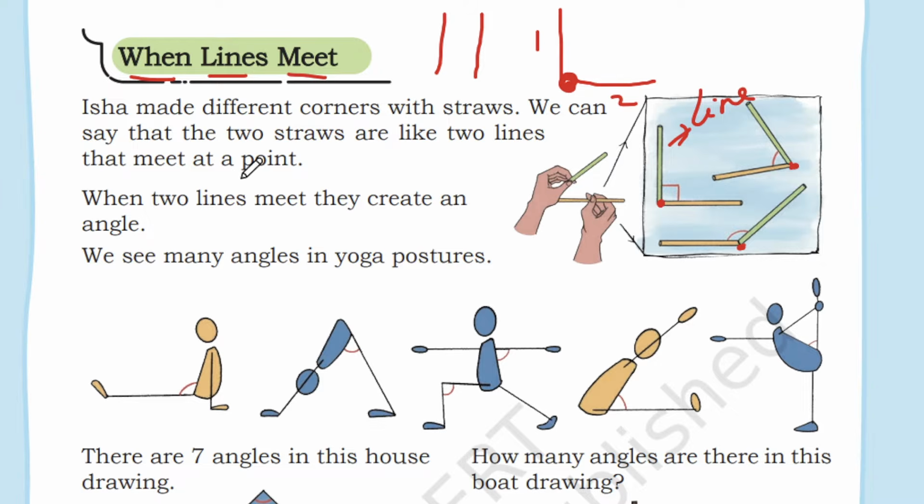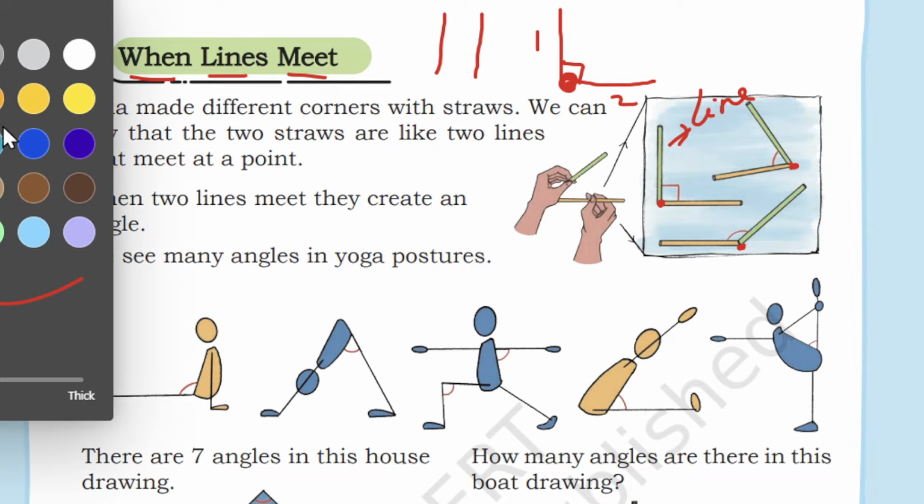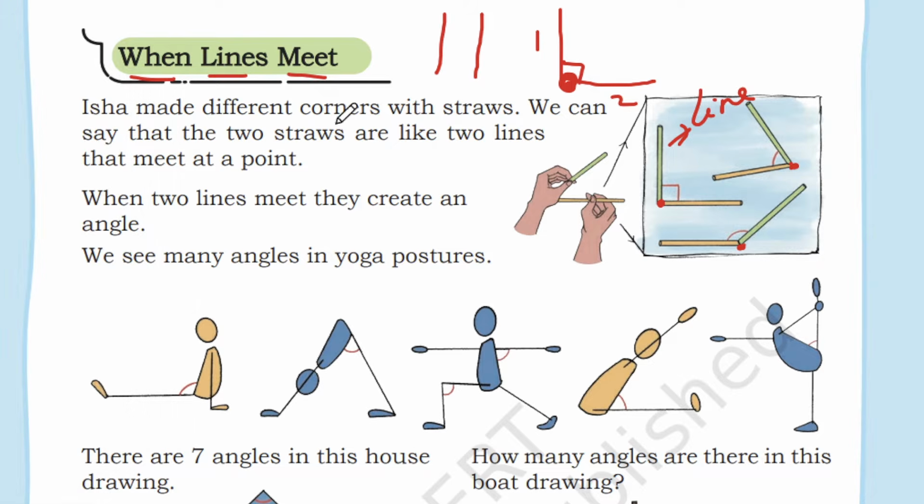So when two lines meet, they create an angle. This place is called an angle. So these two lines meet at this point. So this point is called an angle. This is called an angle.